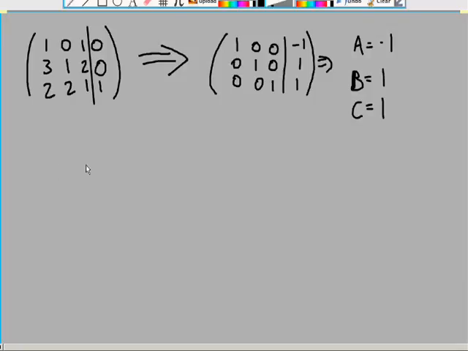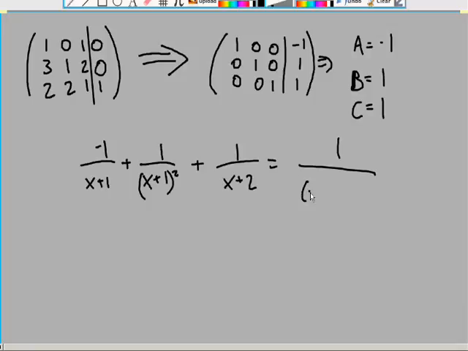Okay, so what does this mean? Well, if you recall, what we had was something over x plus 1, something over x plus 1 squared, and then something over x plus 2. So what this gives us is negative 1, plus 1, plus 1. And what I'm arguing is if you combine those together, what you'll find is you'll get x plus 1 squared times x plus 2.